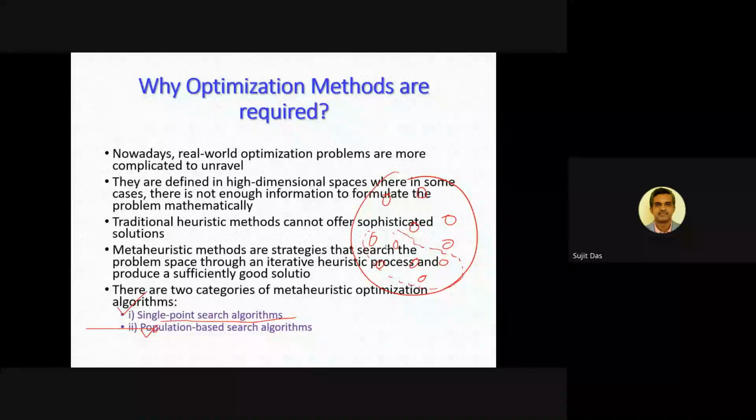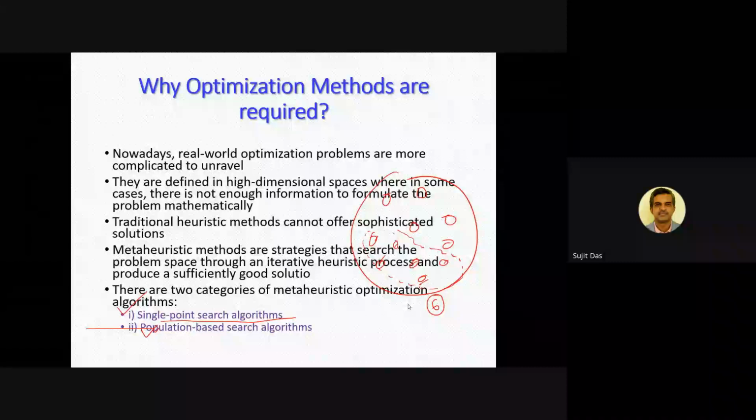Then what will happen? Let us assume we are starting with 1, 2, 3, 4, 5, 6. We are starting with 6 solutions. Then what we will do? Initially you need to create these 6 solutions randomly. Then you need to find out the fitness value for each and every individual solution, and then find out the average fitness value of those solutions.